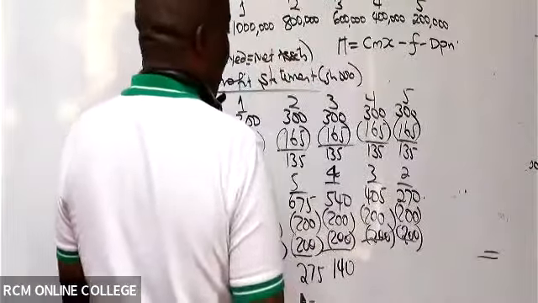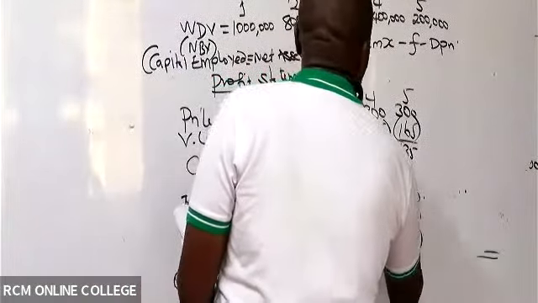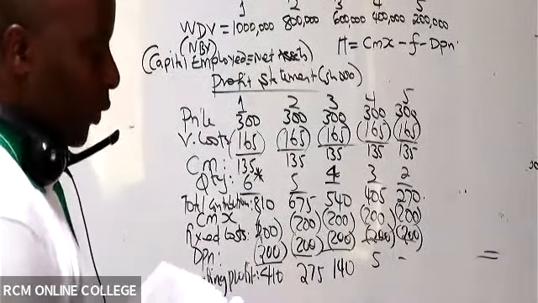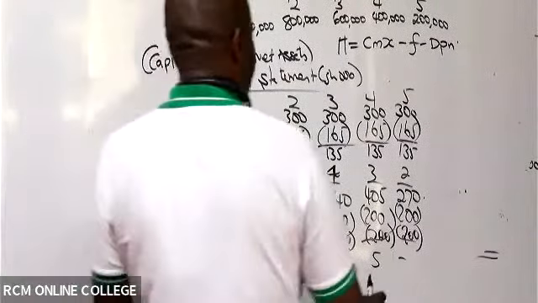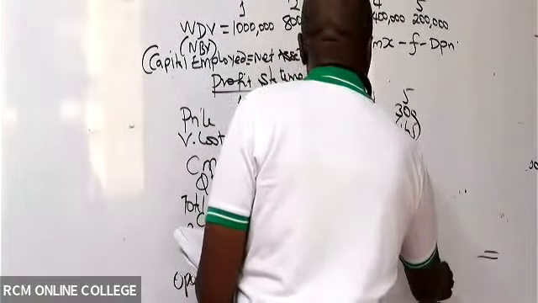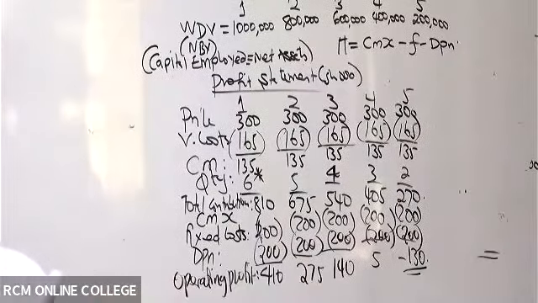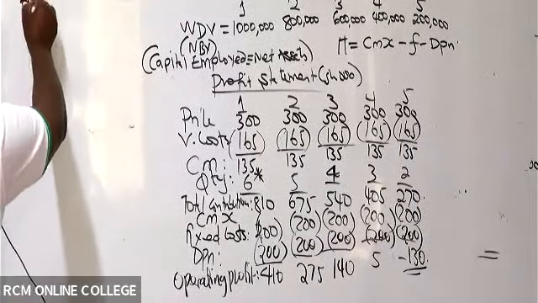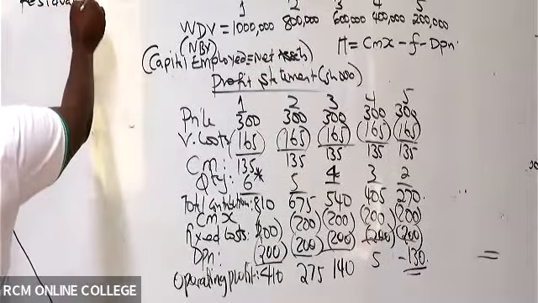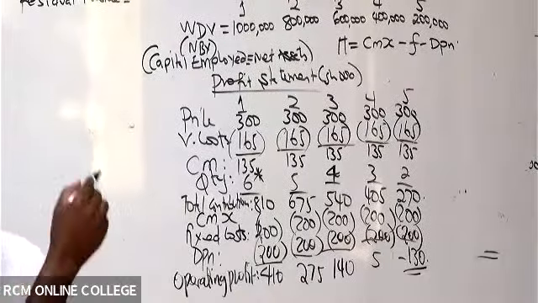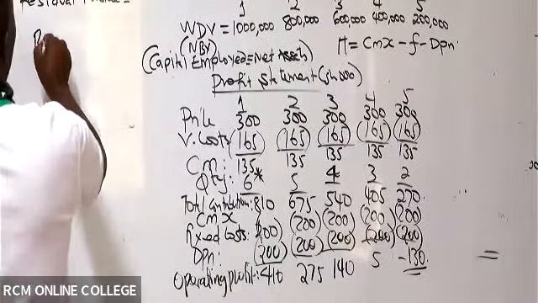And then we have the fifth one, I can see it is negative, a negative will be a loss. Negative 130. So then you should be able to give me residual income very comfortably. Is there anybody who is able to remember the formula for residual income?